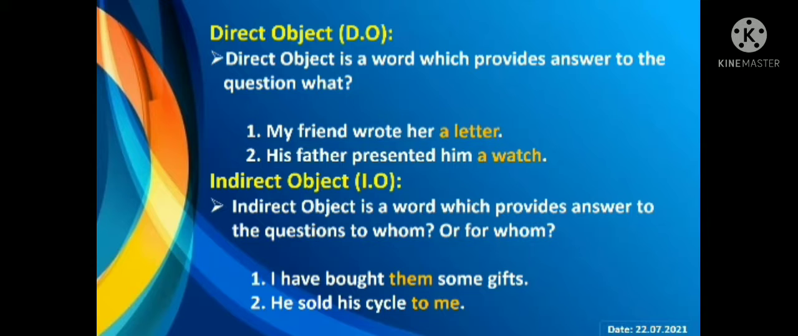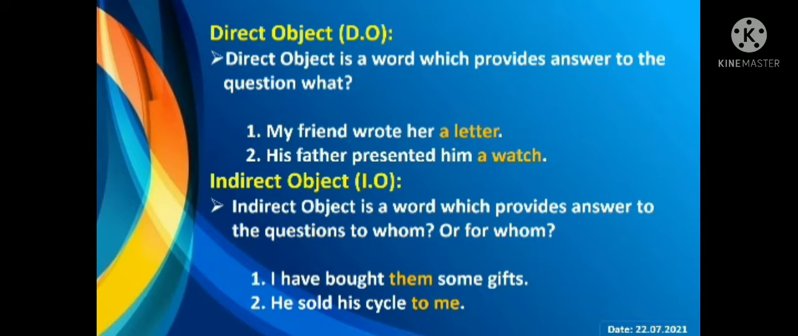For example, I have bought them some gifts. Here, them is the indirect object. To whom did I buy gifts? Them. And he sold his cycle to me. Here, to me is the indirect object.